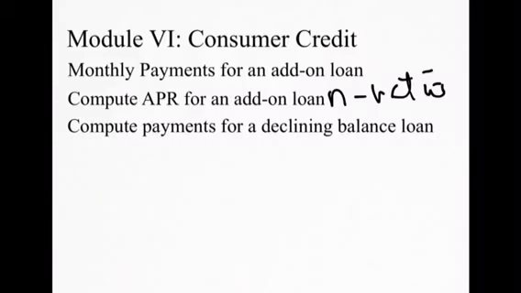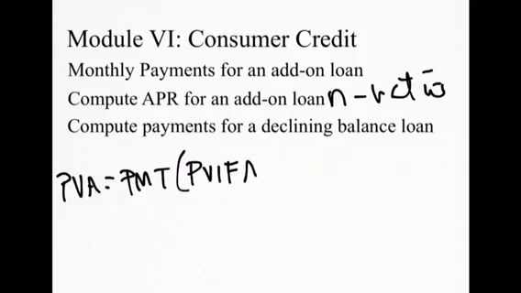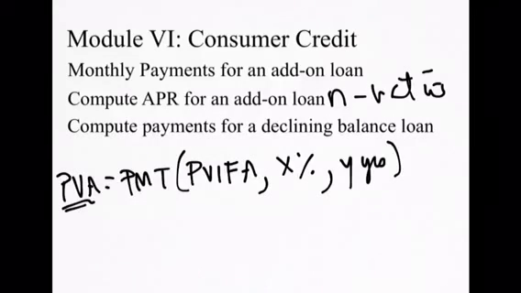And finally, in computing the monthly payments for a declining balance loan, you will need to use the present value of an annuity formula, where the present value of an annuity is the payment times the present value interest factor of an annuity for whatever the percentage is, and the terms of the loan expressed in years. Now, the present value would be the amount of the loan, or the principal. The percentage that I will give you will be a whole number so that you can use the tables that you copied from the back of the book or that you downloaded from the internet.